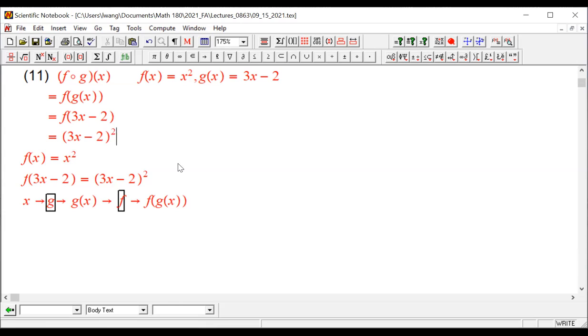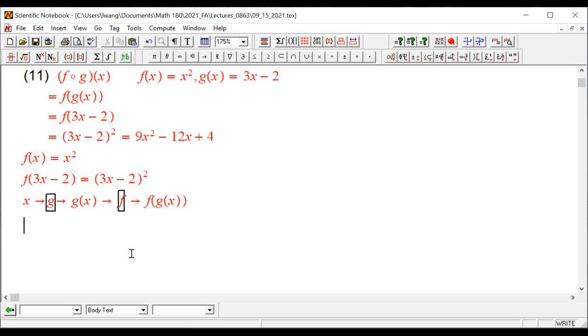You can FOIL it, whatever you do. If you want, you can expand it. That's the result of FOIL. You want me to get into the details of FOIL this? I'm good. Okay. And so that's number 11.